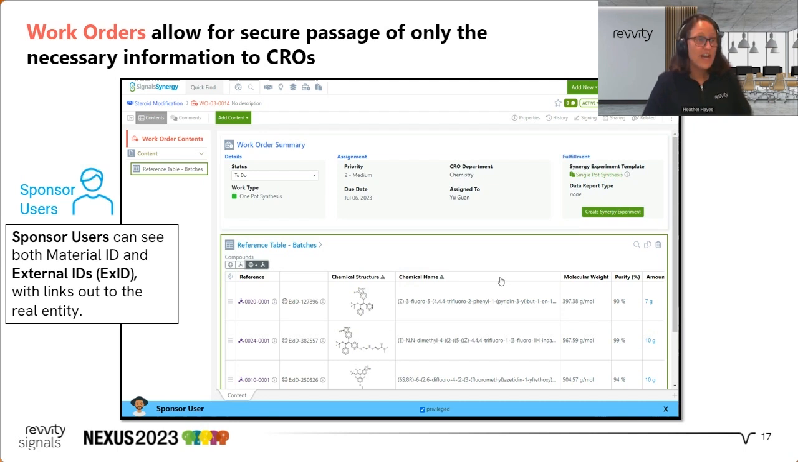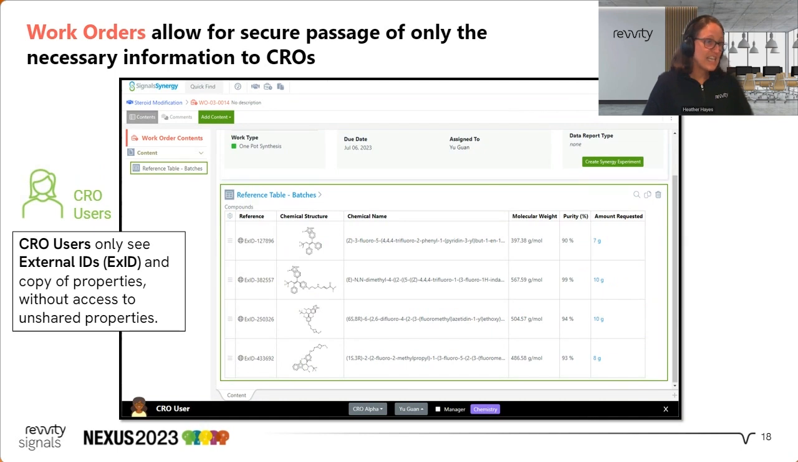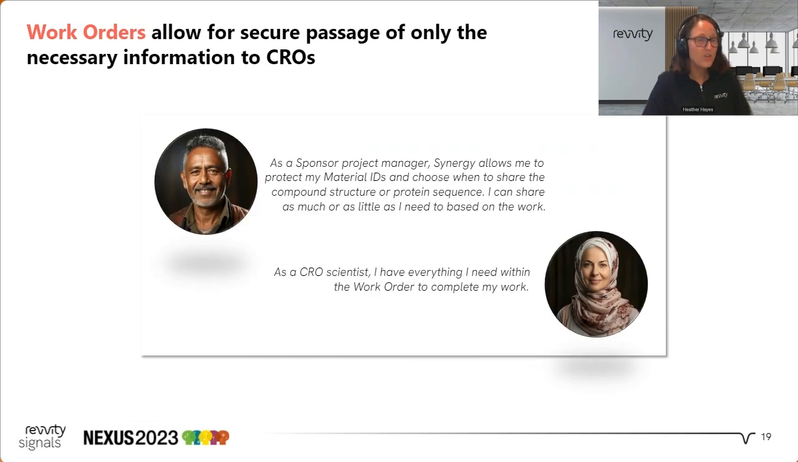So in Synergy, we provide this external ID as a way for you and your external collaborators to communicate about a particular sample or design or material. And the sponsor sees both side by side. They can easily link out and see everything that they need to know about that material. However, the CRO sees only the EXID. No unhiding of columns or linking out to other information, only what they need to complete their work.